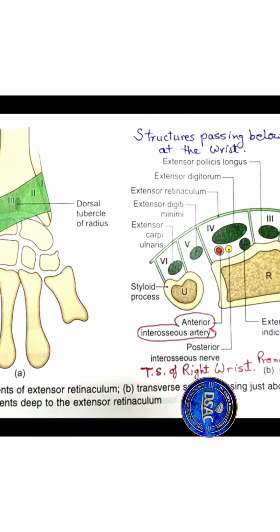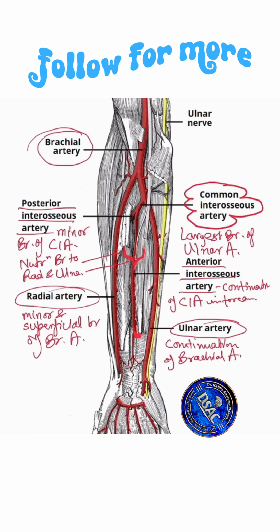What about its continuation here in the lower one-third of the front of the forearm? The continuation of this anterior interosseous artery in the front of the forearm, in the lower one-third, is sometimes called by some authors the median artery. And it participates in a cruciate anastomosis here.